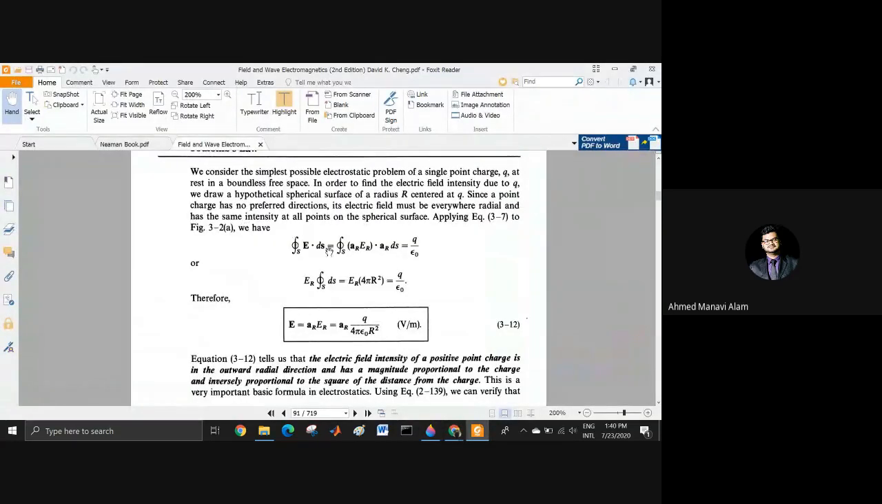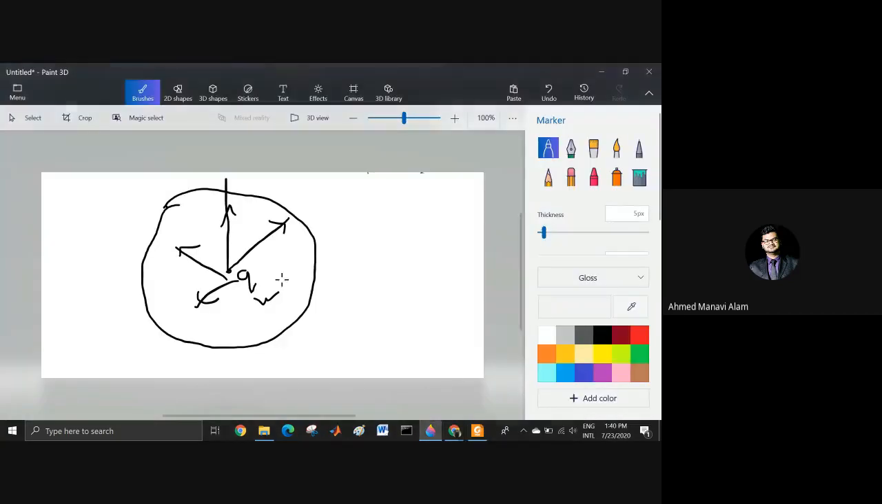and has the same intensity at all points on the spherical surface. So as there is the same intensity, that means if you find it at a certain point, then the electric field intensity is the same for every point. So to find it for one single point is more than enough.